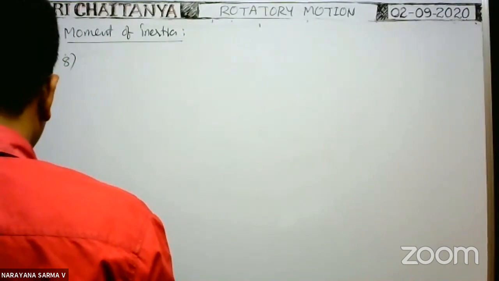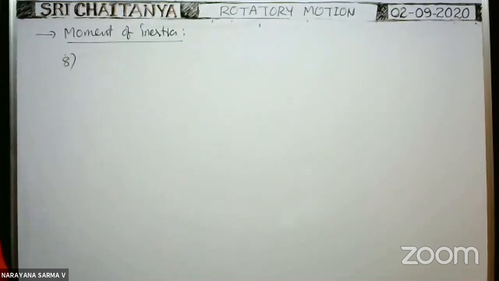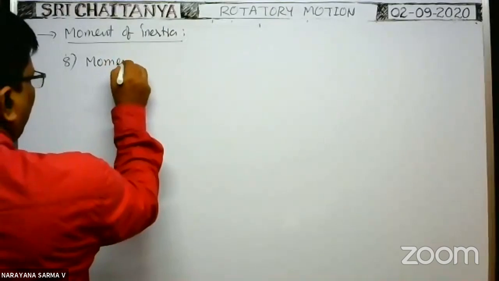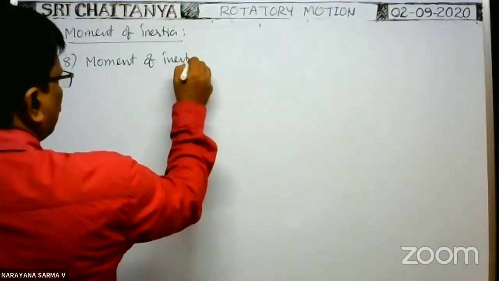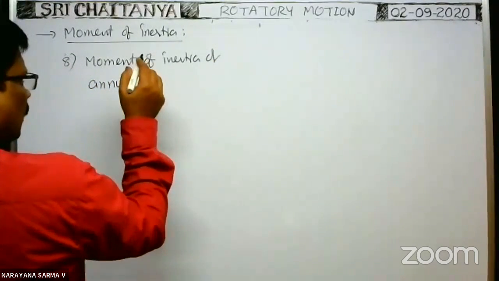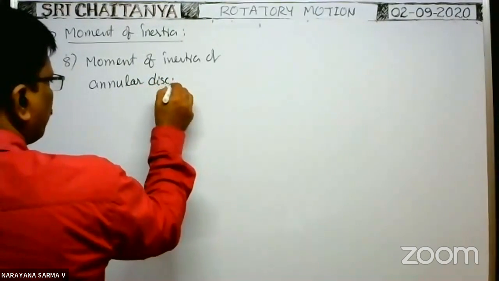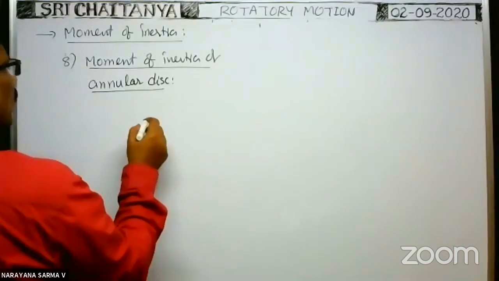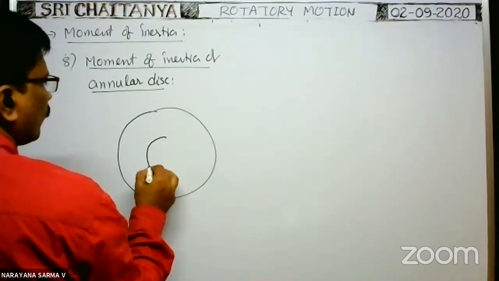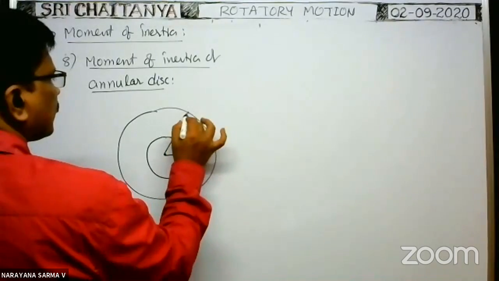So moment of inertia of the circular disc of inner and outer radii are given. Moment of inertia of annular ring. Annular ring means annular disc. Annular disc means at the middle there is a hole. That means annular disc is like this. It is the center. Inner radius is smaller r, outer radius is capital R.